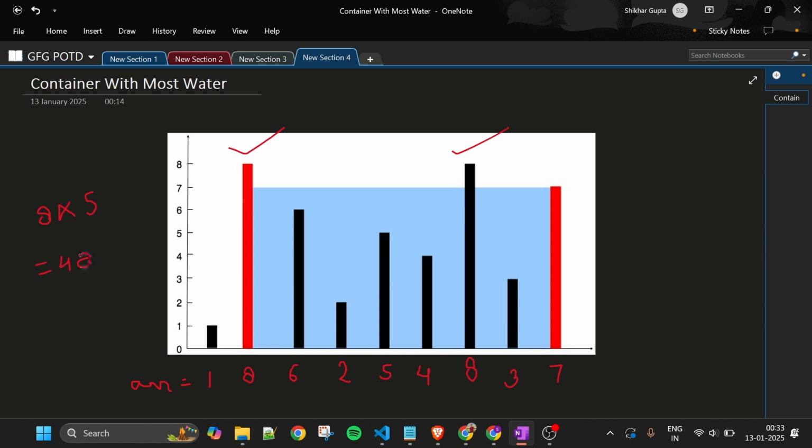Again, let's say this first one will remain the same, and I take this. So one length is 8, another length is 7. I will take the minimum of these two, which is equal to 7.